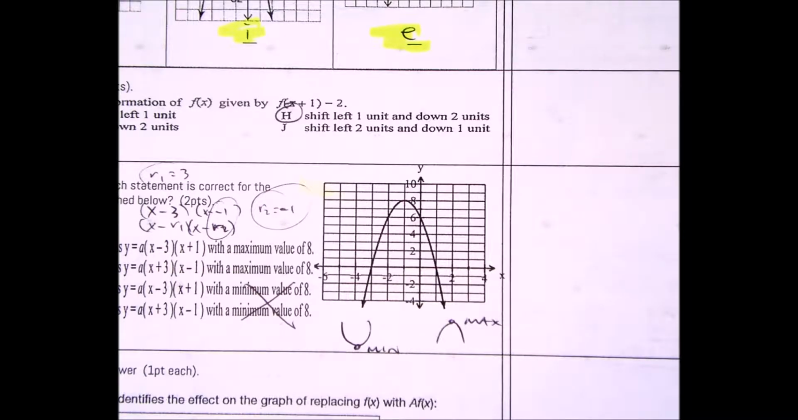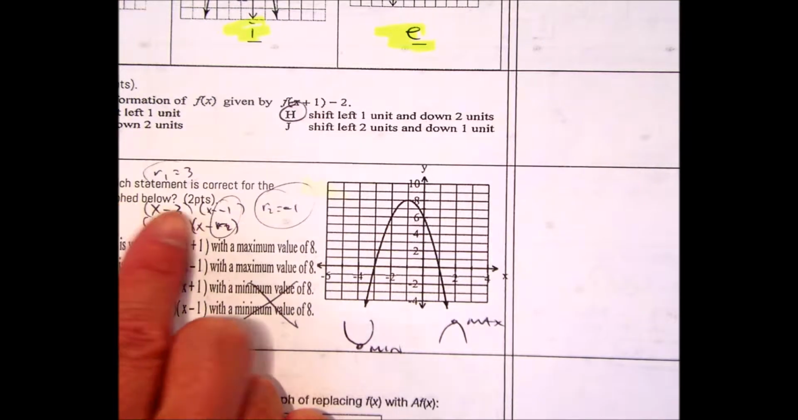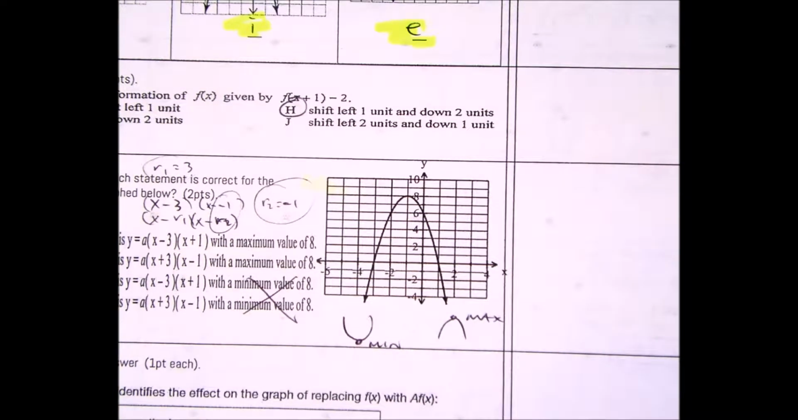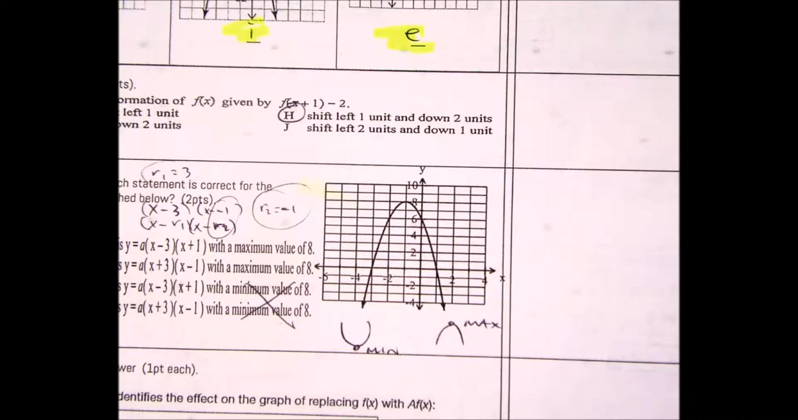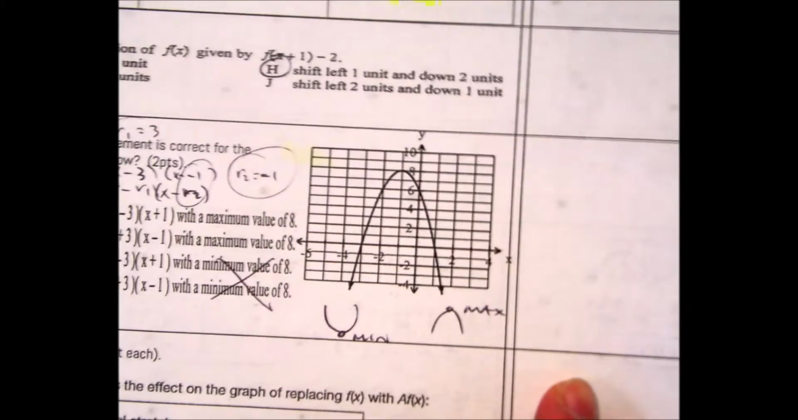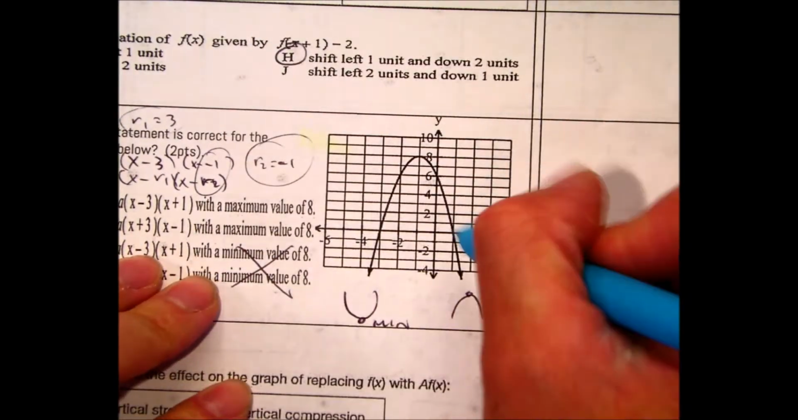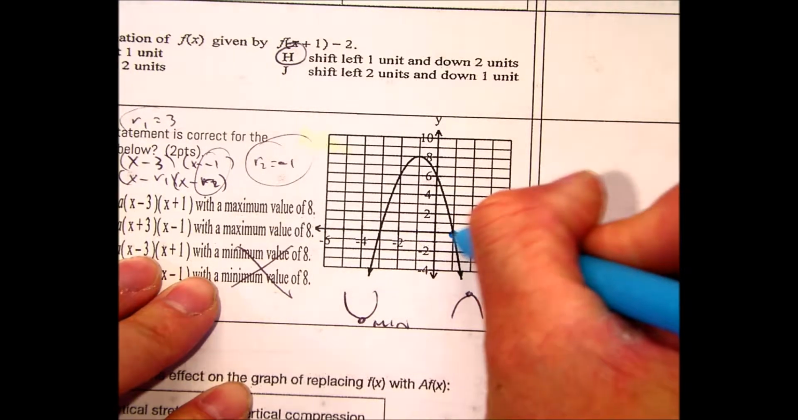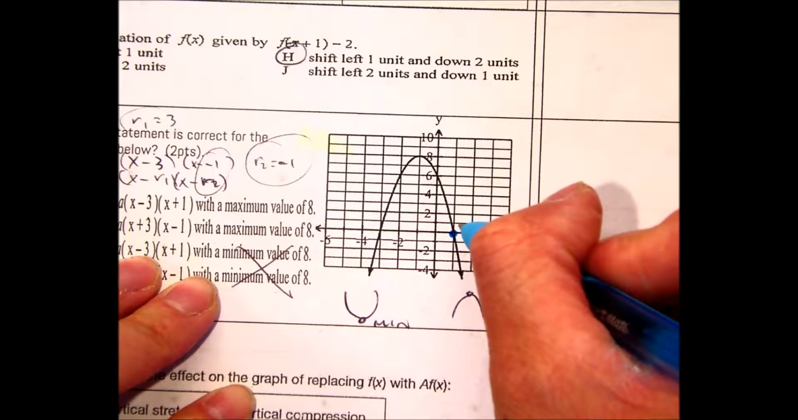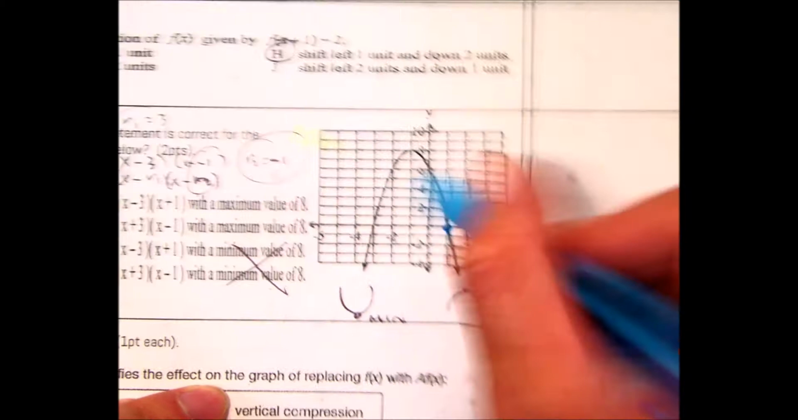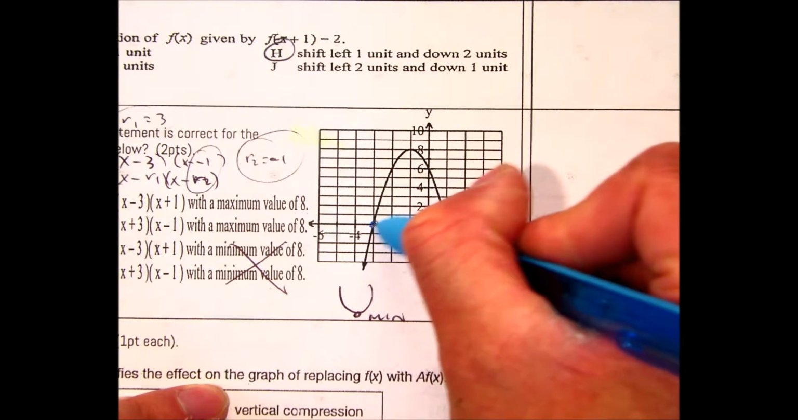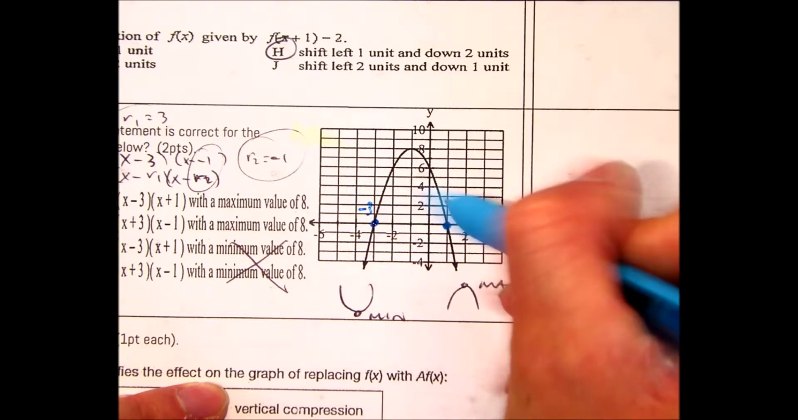Alright, so on this problem here, notice here it says, which statement is correct for the quadratic function below? So I have a graph here. I recognize that it gives me a couple of clues. The first clue I have here is that I have a root here of x equals 1, or root of 1. The second thing I notice is I have one over here. This is at negative 3.